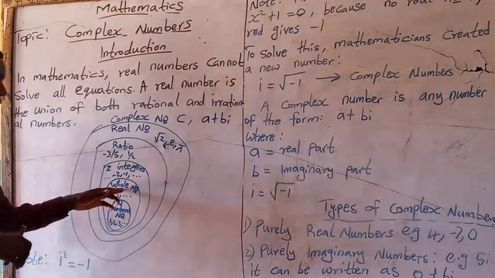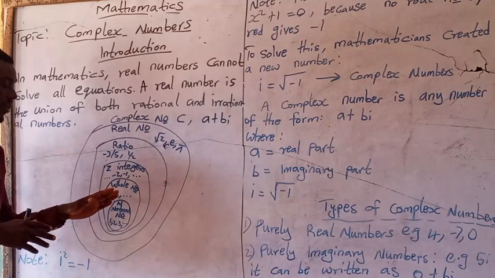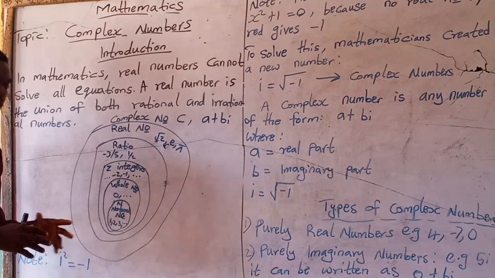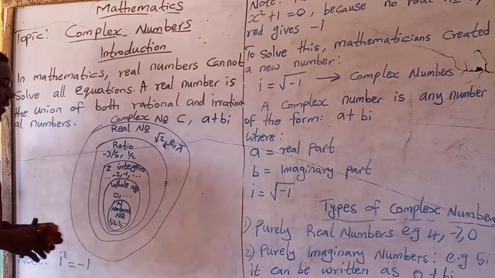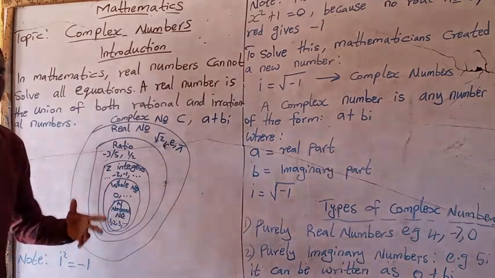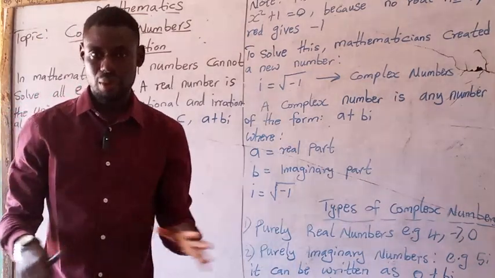Then your whole number, this is called a whole number. A whole number means you are starting from 0 and above. What about your natural numbers? Your natural numbers are counting from 1 to infinity. Then what about your integers? Integers are your normal numbers, like your counting numbers.